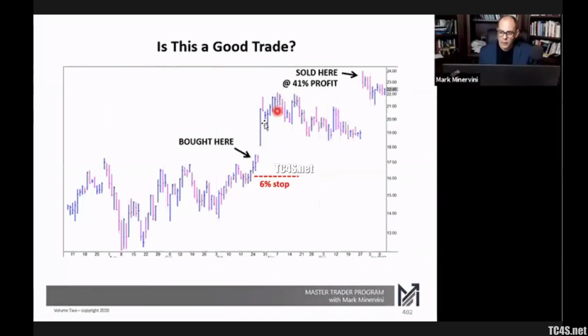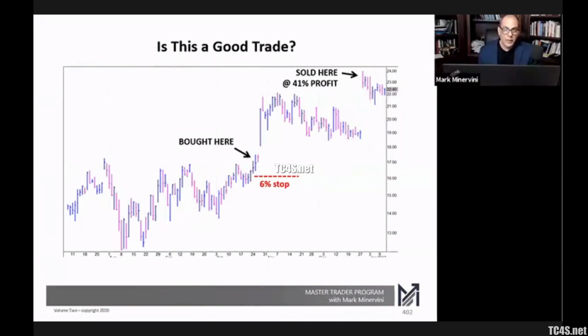Obviously, you can see what happened to the stock in between your buy and your sell. It broke out, never came back to the break even or to the stop. And then you got a nice gap, whether it was on earnings, whatever it was, and you sold into that gap and you made yourself 41% on the trade. The question is, is this a good trade? Did you make good risk reward decisions in this trade?